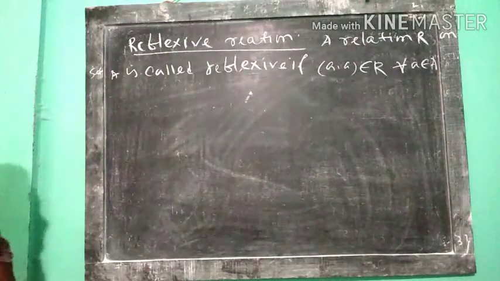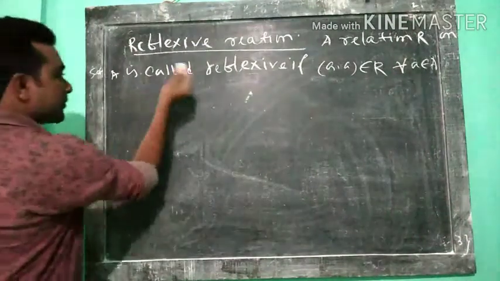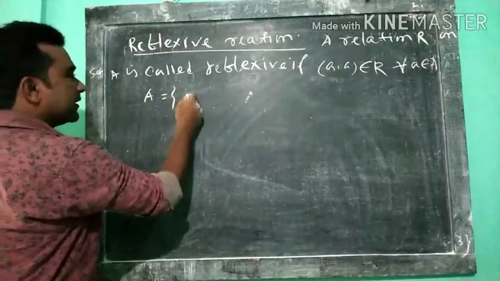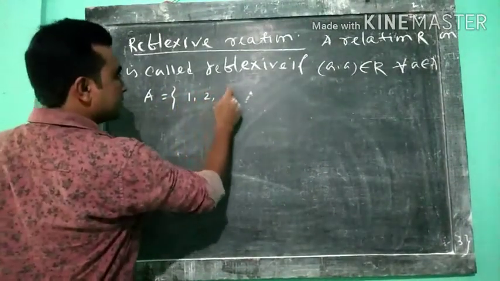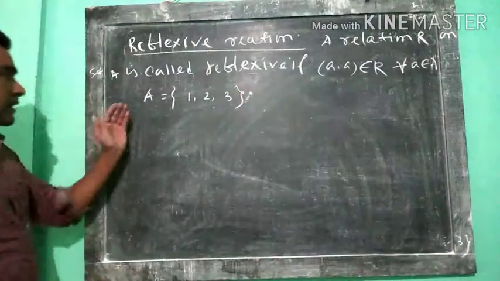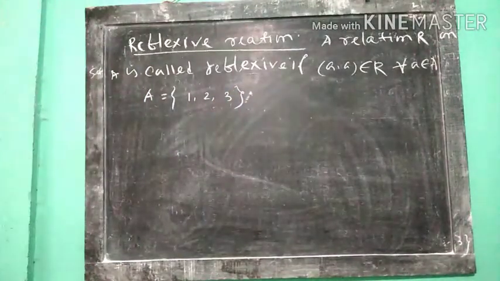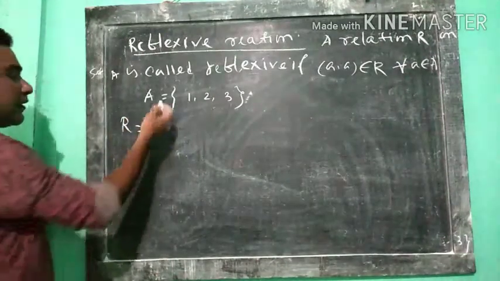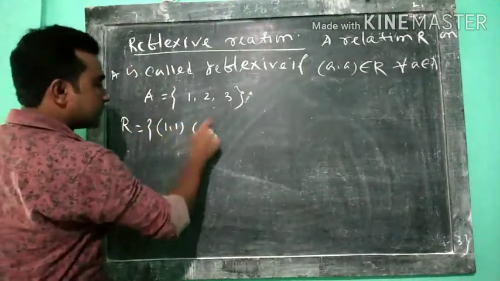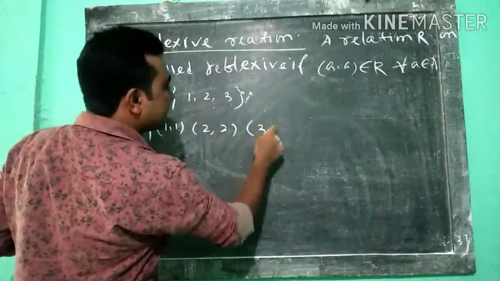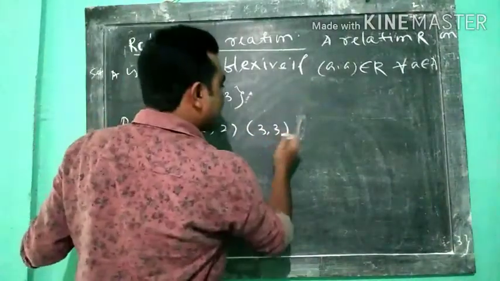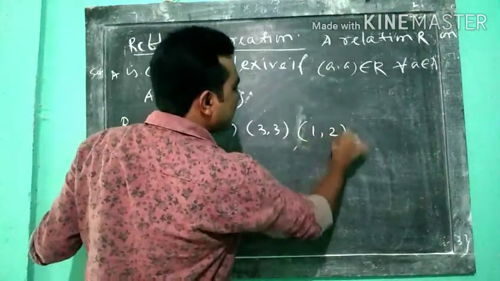Suppose the elements of A are 1, 2, 3, then it is reflexive when in the relation R, (1, 1), (2, 2), (3, 3) belongs to R.